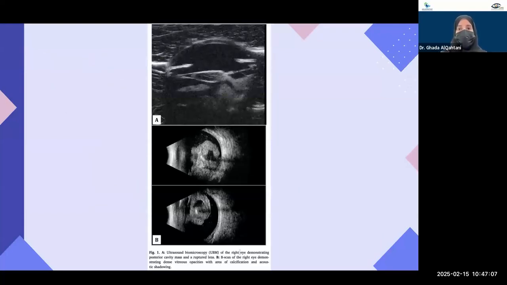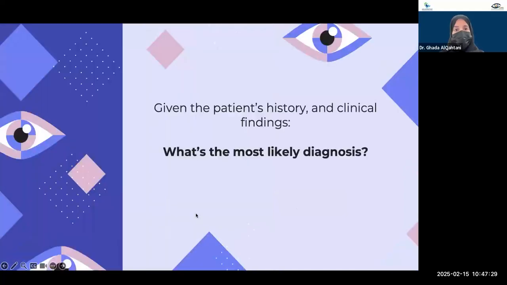After that, ultrasound biomicroscopy was done, and we can see in the above photo there was a ruptured posterior lens capsule with leaking lenticular material. B-scan demonstrated dense vitreous opacities with an area of acoustic shadowing and calcification. So given the patient's history and the clinical findings, I would like to ask the audience, what is the most likely diagnosis and the next step that you would like to do?